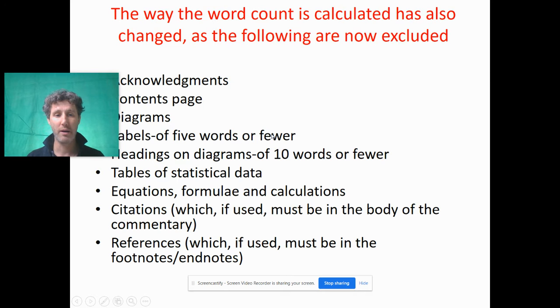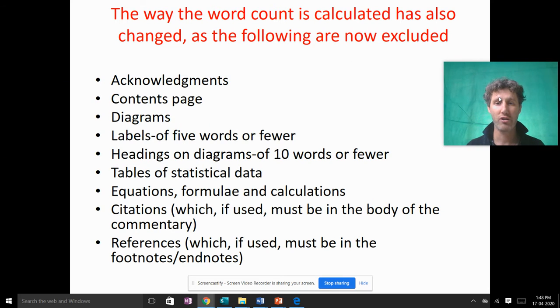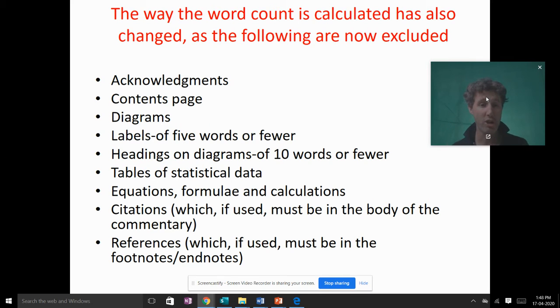Okay, right. So things that are not included are things that have changed. You can do an acknowledgements page. You can do a table of contents page. These are not included in the word count. You can draw diagrams. Labels of 5 words or fewer are also included in the word count. Headings and diagrams of 10 words or fewer. If it's more than 10 words, it is included in the word count. But if you've headings in your diagrams that are 10 words or fewer, they're not included.